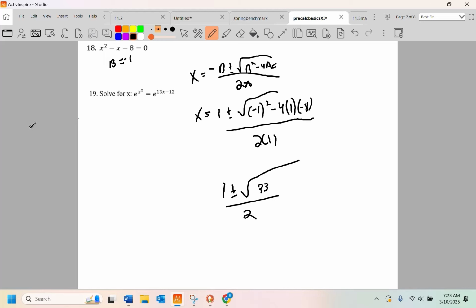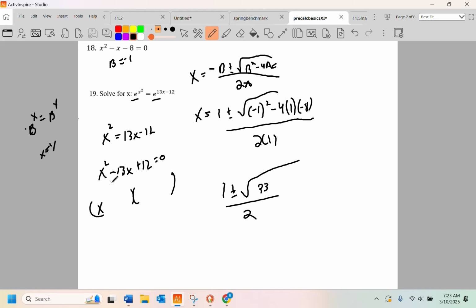19. Earlier I mentioned this property, a base to the x equal a base to the y. X is y. So I have that property right here. X squared must equal 13x minus 12. x squared minus 13x plus 12 is 0 because we want to use the zero product property. That will factor.